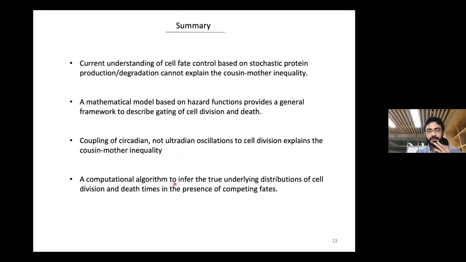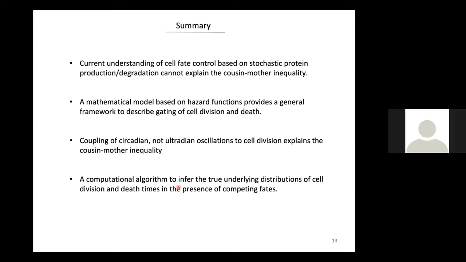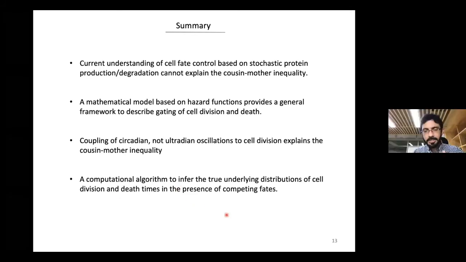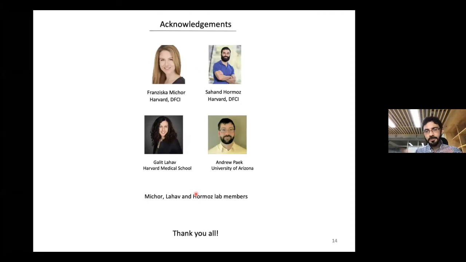And finally, I've tried to argue that when you add drugs to these cells such that you start inducing multiple different fates, you cannot simply go to the experimental data, look at it, and say that that is the distribution of cell cycle times. You really need to decouple this sort of competing risks effect that underlies these processes. So finally, my acknowledgements.